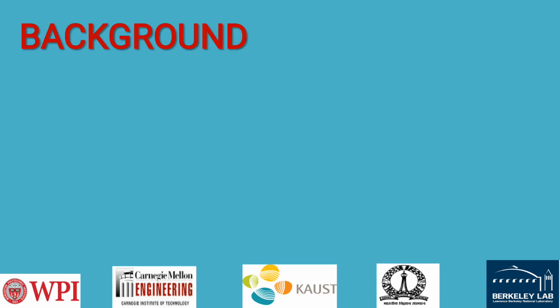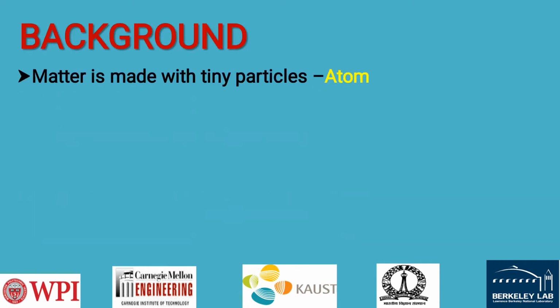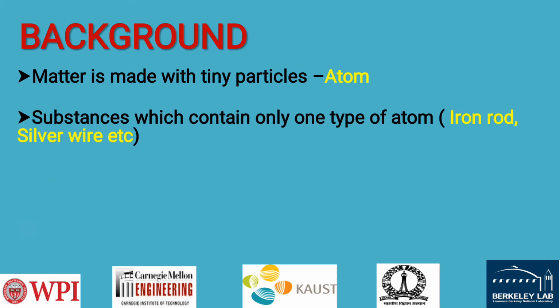So let me discuss. Matter is made up of tiny particles. What is matter? Matter is always made up of tiny particles, which we call atoms. What is a substance? A substance should basically be one type of atom, like silver atoms or gold atoms. It's not a mixture of atoms.